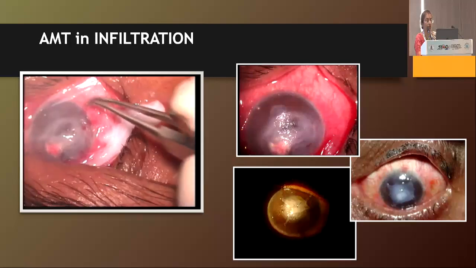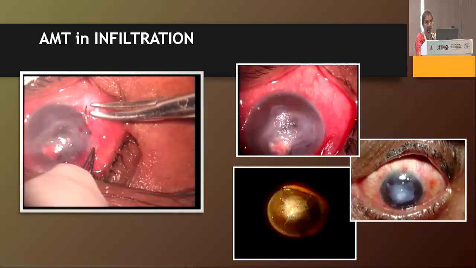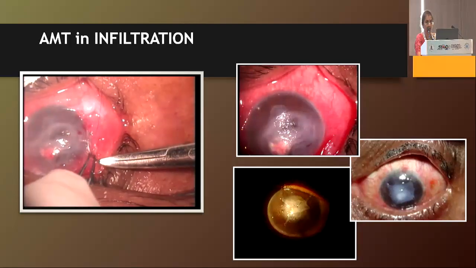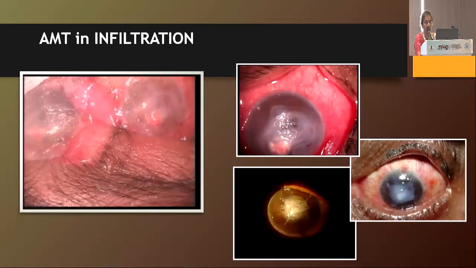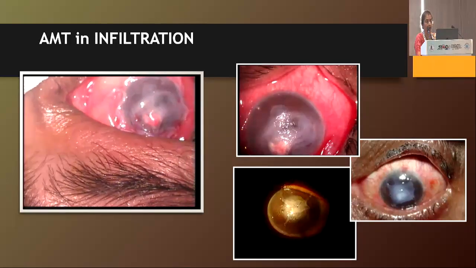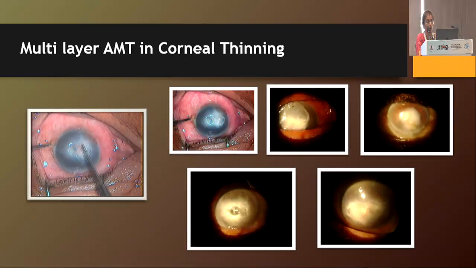The technique is very simple. You just take out the infected necrotic material, deepithelize the area, and put the amniotic membrane. Depending on the thinning of the cornea, you can put a single layer or multiple layers. And you can see the results.